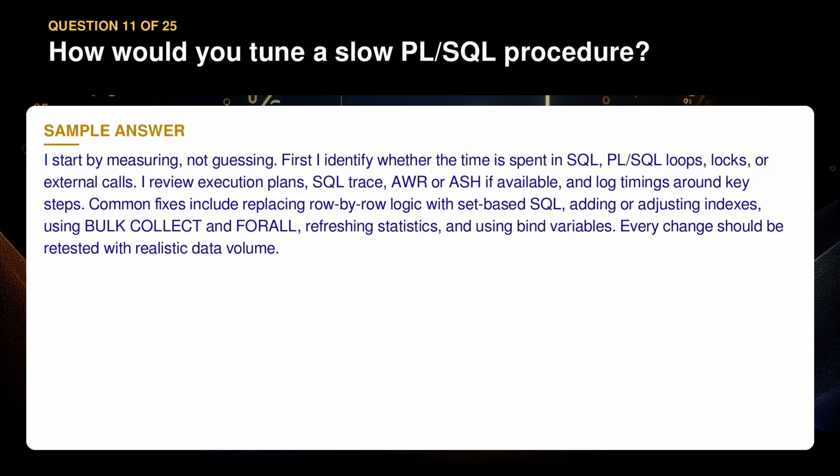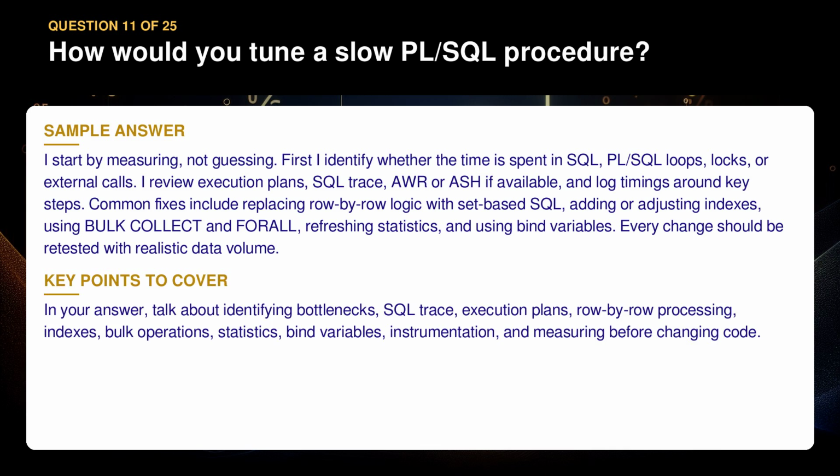Common fixes include replacing row-by-row logic with set-based SQL, adding or adjusting indexes, using BULK COLLECT and FORALL, refreshing statistics, and using bind variables. Every change should be retested with realistic data volume. In your answer, talk about identifying bottlenecks, SQL trace, execution plans, row-by-row processing, indexes, bulk operations, statistics, bind variables, instrumentation, and measuring before changing code.